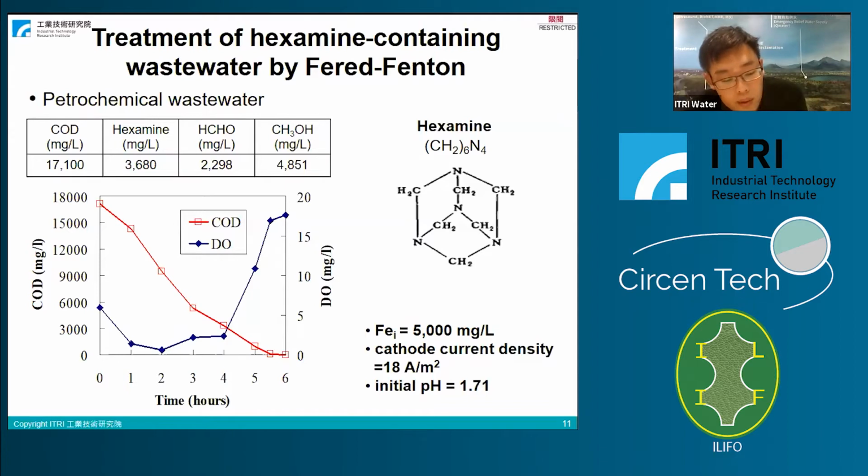But the operation is uneconomical when reaction time is over 4 hours, because you have to waste too much hydrogen peroxide for removal of lower COD. This curve means too much residual oxygen in wastewater from excess hydrogen peroxide agent.